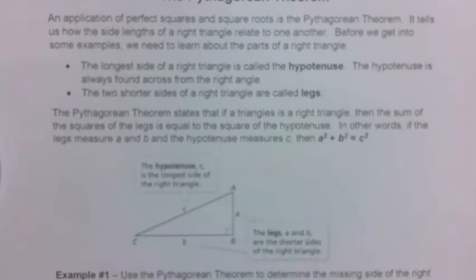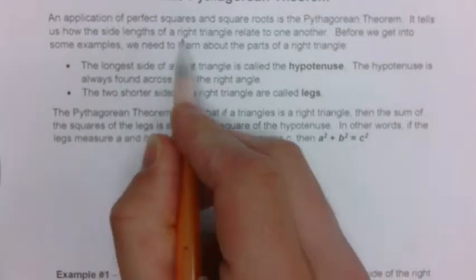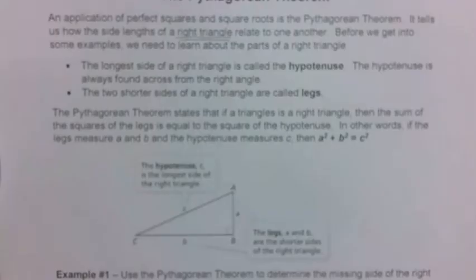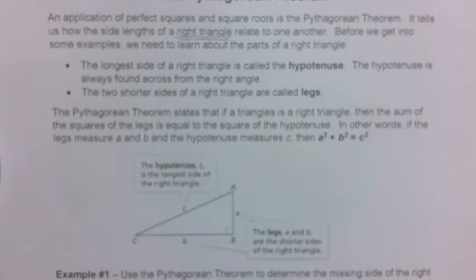In our lesson today, we're going to talk about the Pythagorean Theorem. An application of perfect squares and square roots is the Pythagorean Theorem. It tells us how the side lengths of a right triangle relate to one another. It's important to note that we're only going to be dealing with right triangles when we talk about the Pythagorean Theorem. Before we get into some examples, we need to learn about the parts of a right triangle.